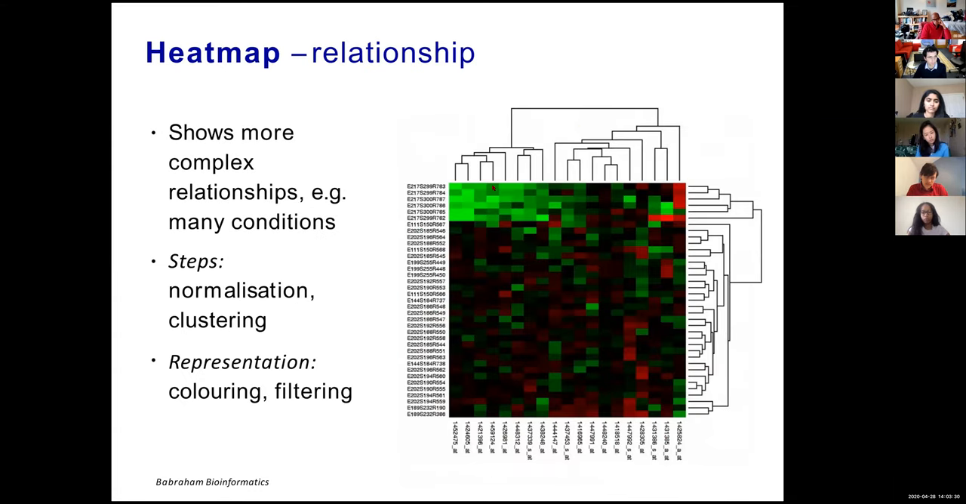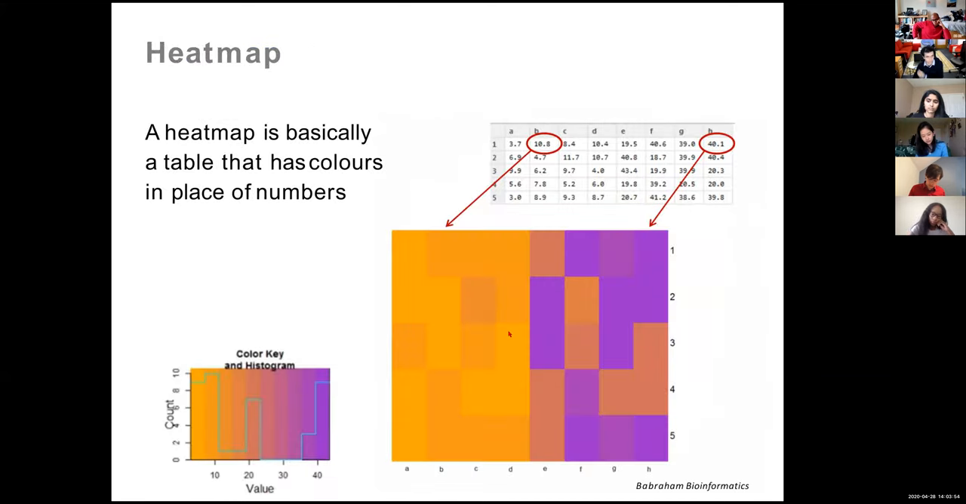A heat map is helpful for showing relationships. It shows more complex relationships, for example, across many conditions. You have to normalize and you have to cluster, otherwise a heat map can be meaningless. But after you cluster it, you can see that, well, this group here appears to be a separate cluster, and these two appear to be separate conditions, for example, and so on and so forth. So you can represent things with color, and you can use filtering. The heat map is basically a table with colors instead of the numbers.